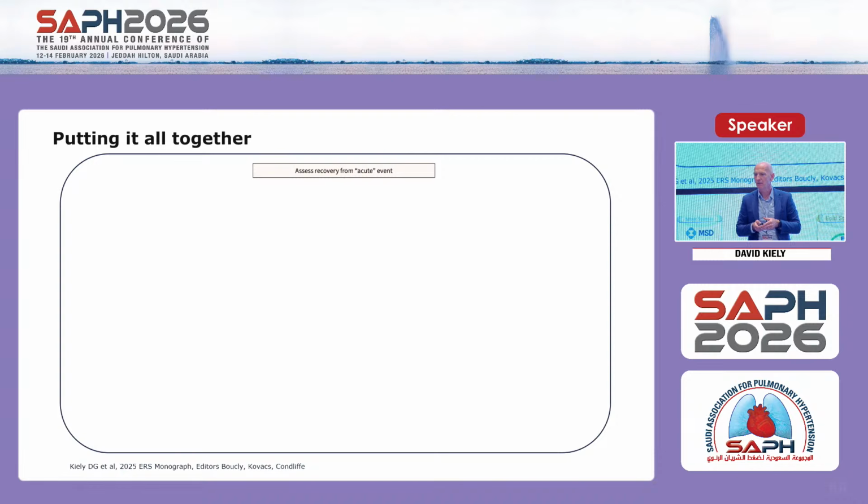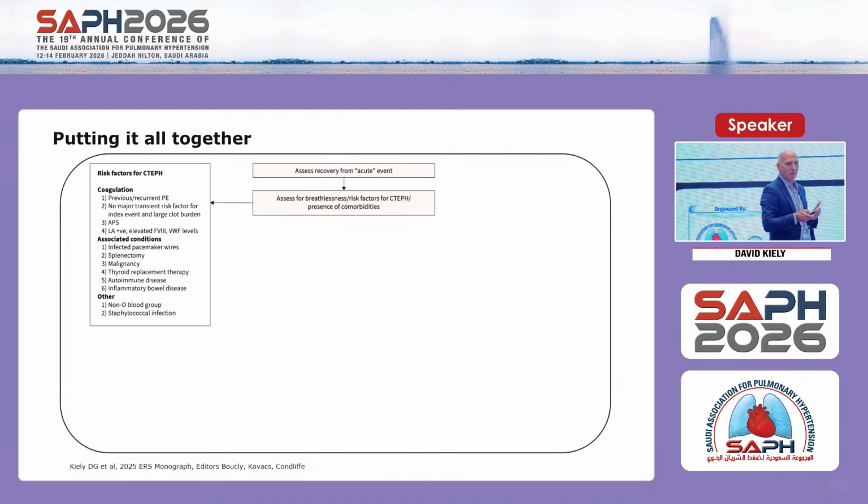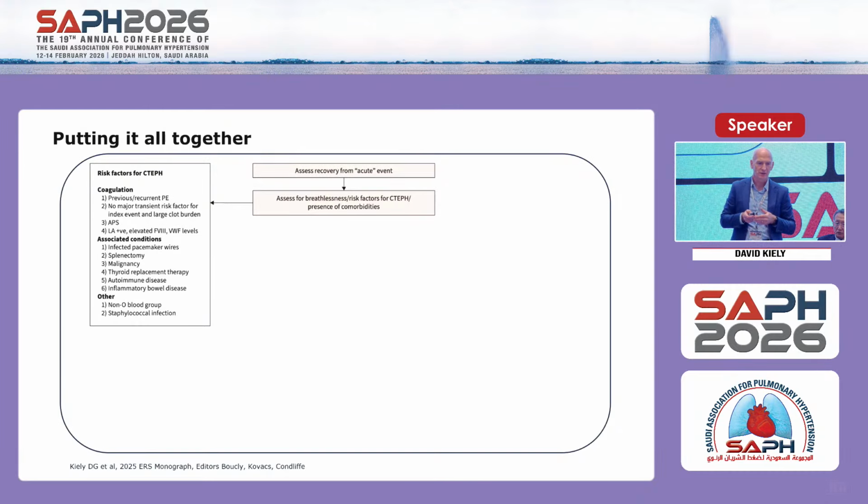So when we try and look to put it all together, what do we do when we are assessing our recovery following acute PE? Well, one of the very first things that we do is we assess for breathlessness and also risk factors for CTEPH, and also the presence of comorbidities, which may refine which patients you want to investigate. It's just to remind you that a history of recurrent PE is a clear risk factor for developing CTEPH. Having no major transient risk factors very significantly increases your risk. And then there's some other aspects in the history, splenectomy, pacemakers, thyroid disorders are all features that make chronic thromboembolic pulmonary hypertension more likely.